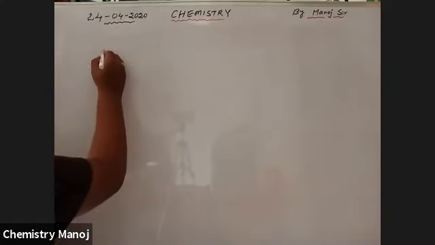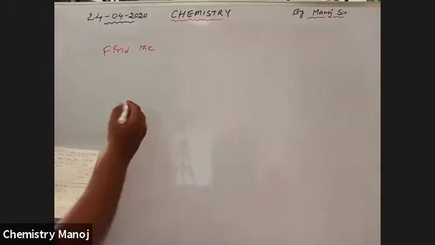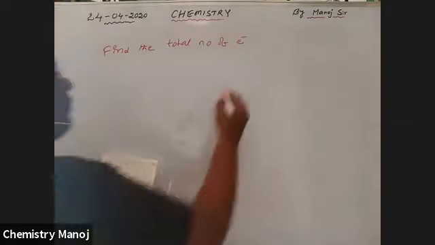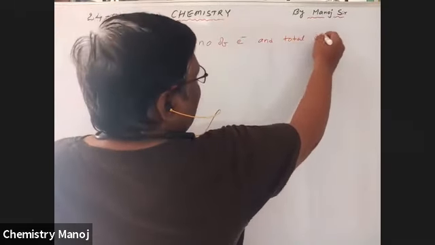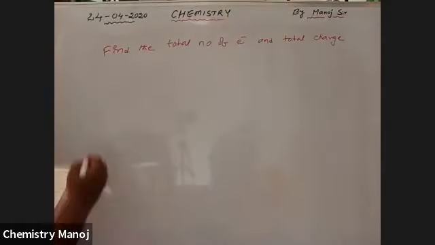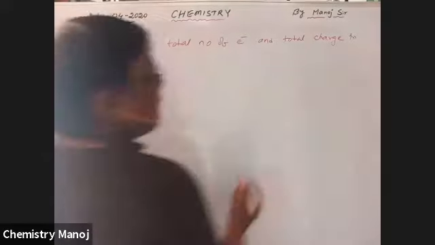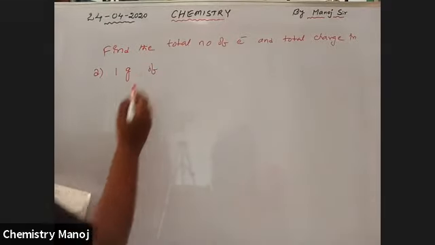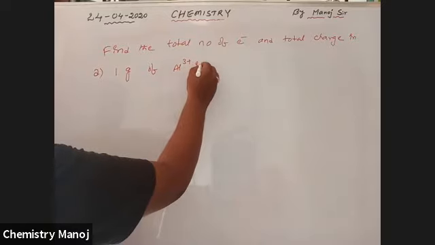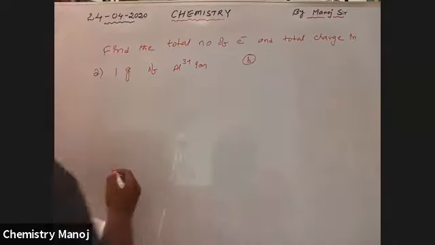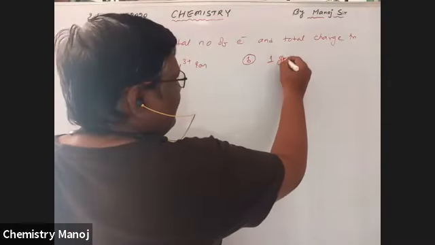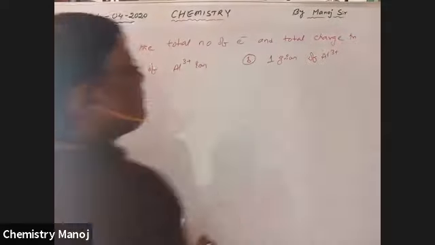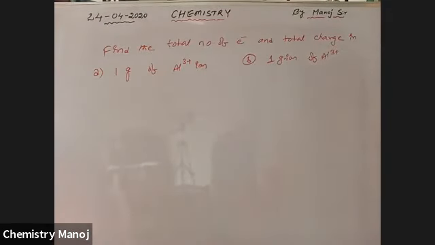Find the total number of electrons and total charge in the first question, A: 1 gram of Al3+ ion, and second question B: 1 gram ion of Al3+. Okay, so complete the first one.